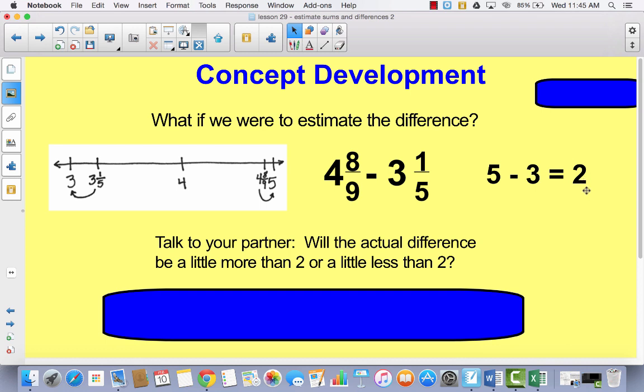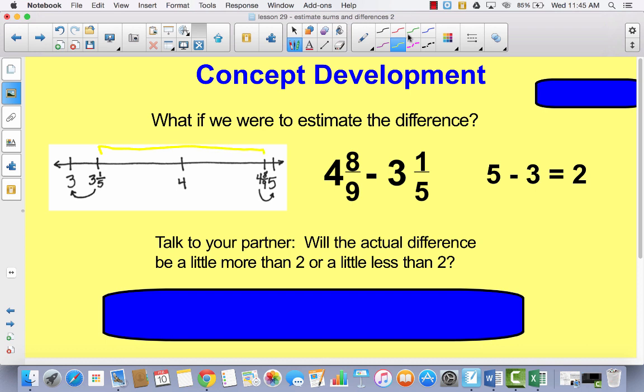Now let's think about this for a second. If you wanted to know the actual difference, not the estimated difference, we estimate the difference to be 2, but if you want to know the actual difference, would it be a little bit more than 2 or a little bit less than 2? Because it's not exactly 2 because we estimated to find that number. Think about that for a minute. Well, here's a good way to think about this question. We're actually estimating this distance. This is the distance that we're really talking about.